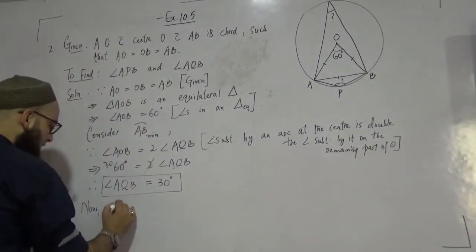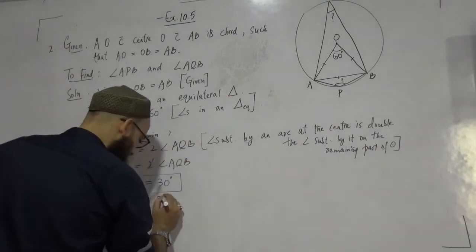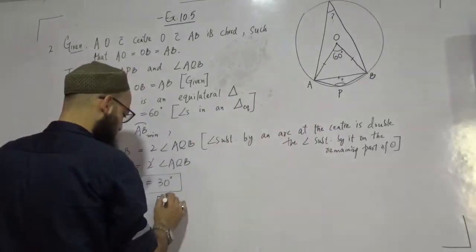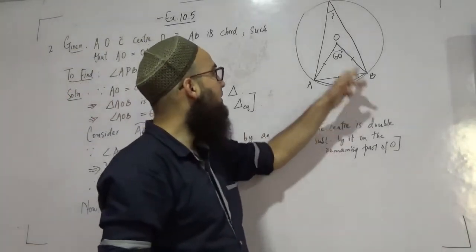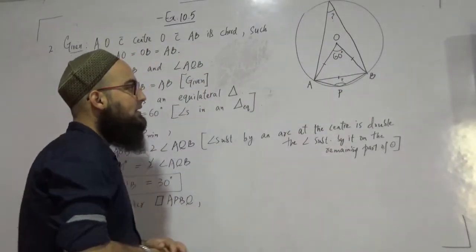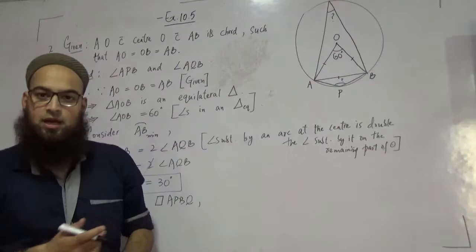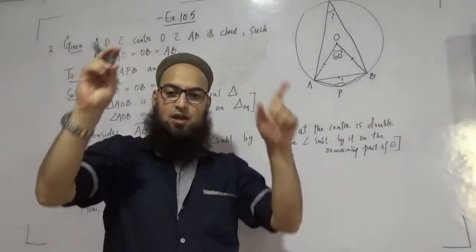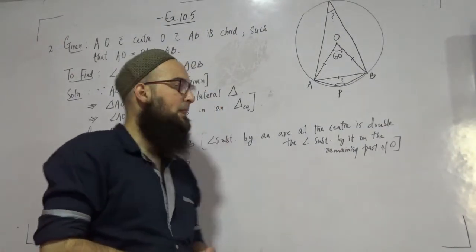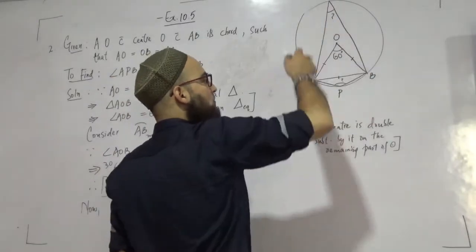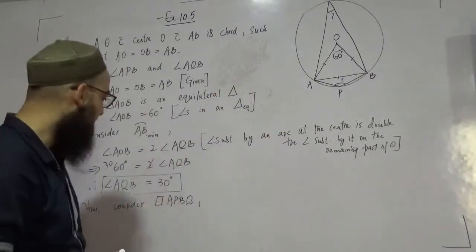Now consider quadrilateral APBQ. If you observe carefully, APBQ is a quadrilateral, and all the vertices of this quadrilateral lie on the circumference of the circle. And we know if the vertices of a quadrilateral lie on the circumference of the circle, that quadrilateral is called a cyclic quadrilateral. So APBQ is a cyclic quadrilateral.